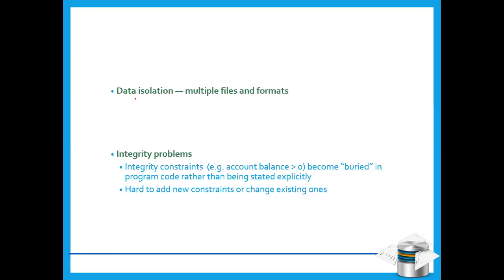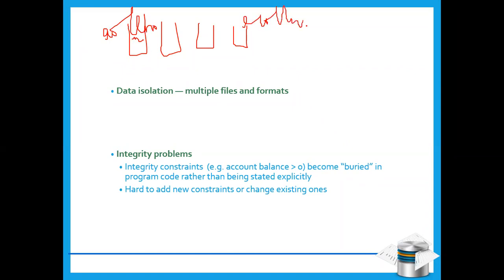Another thing is data isolation, because as I told you, each thing in a file system is stored in different files. You make a change over here. Imagine I have something called roll number. Roll number occurs in my first file, and roll number even occurs in my fourth file.